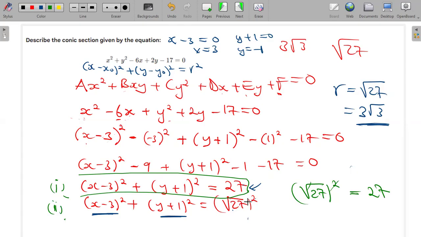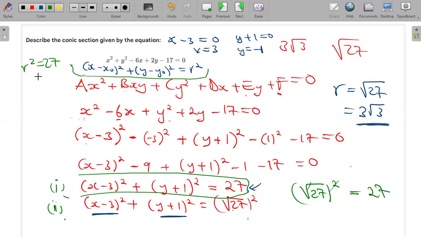We only wrote it in that form because I wanted you to see the r squared here, because the general form we said is this here, right? So when I'm done here, like where I said x minus 3 squared plus y plus 1 squared is equal to 27, this 27 is the r squared. So in short, r squared is equal to 27.